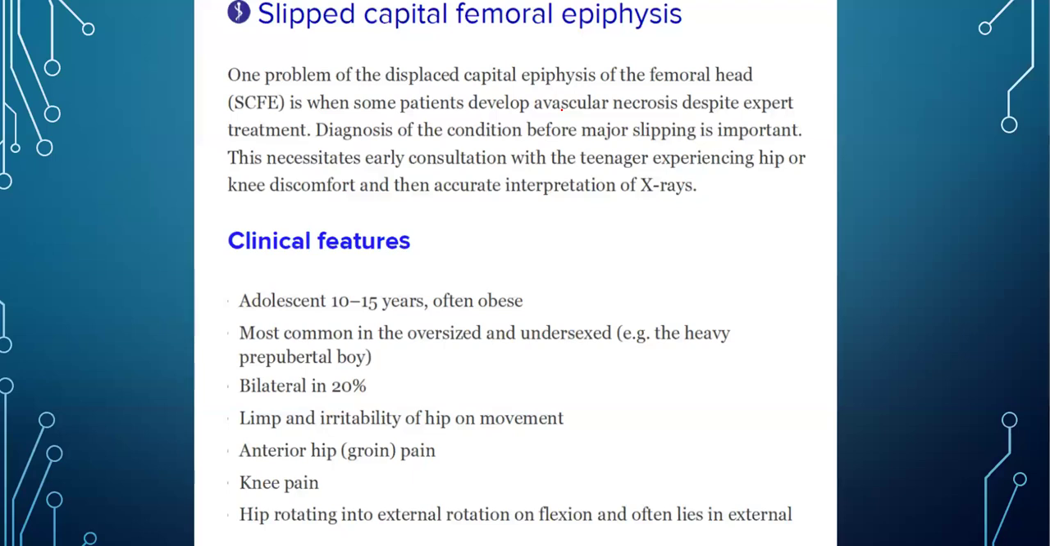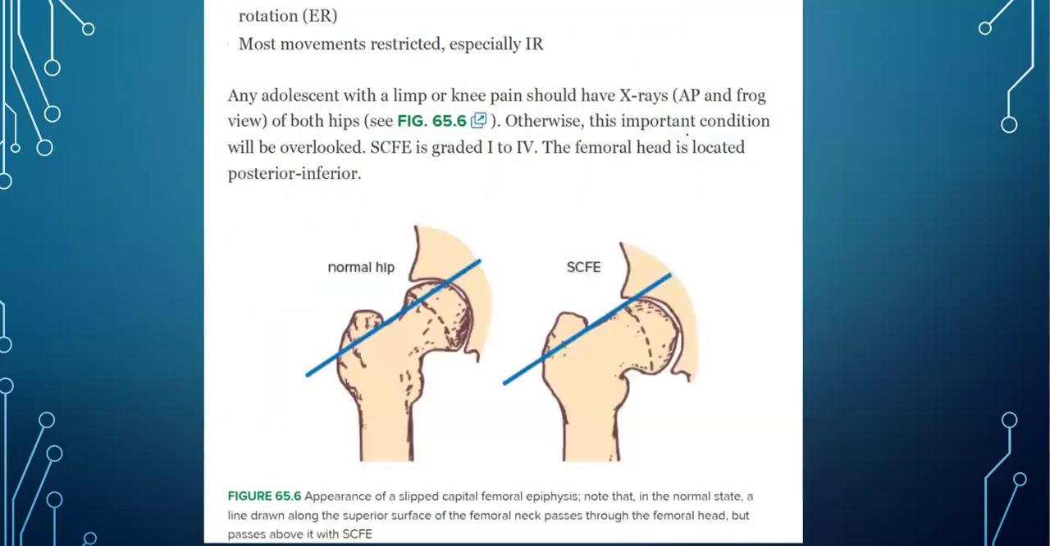Okay. Now that you understand when we diagnose septic arthritis and when we diagnose transient synovitis, let's go to slipped capital femoral epiphysis, SCFE. This is a displaced epiphysis of the femoral head. Left untreated, sometimes when patients develop avascular necrosis of the femoral head, the epiphysis of the femoral head can get displaced. So something like this.